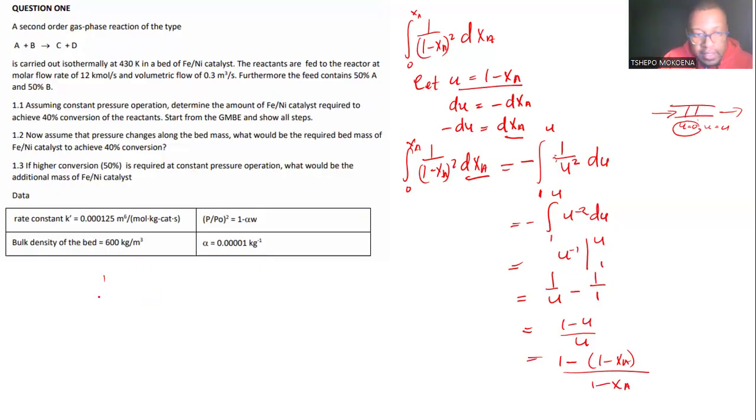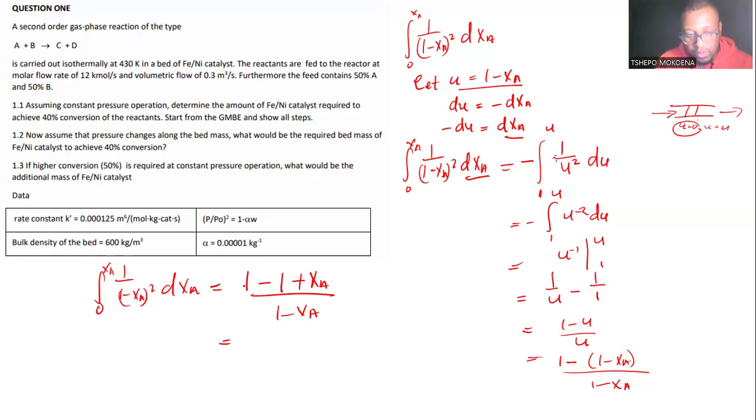Then we can see that the integral of 1, this is equal to, we have 1 minus 1 plus XA divided by 1 minus XA. Just doing it step by step so that you don't get confused. And then we have XA divided by 1 minus XA is equal to that.